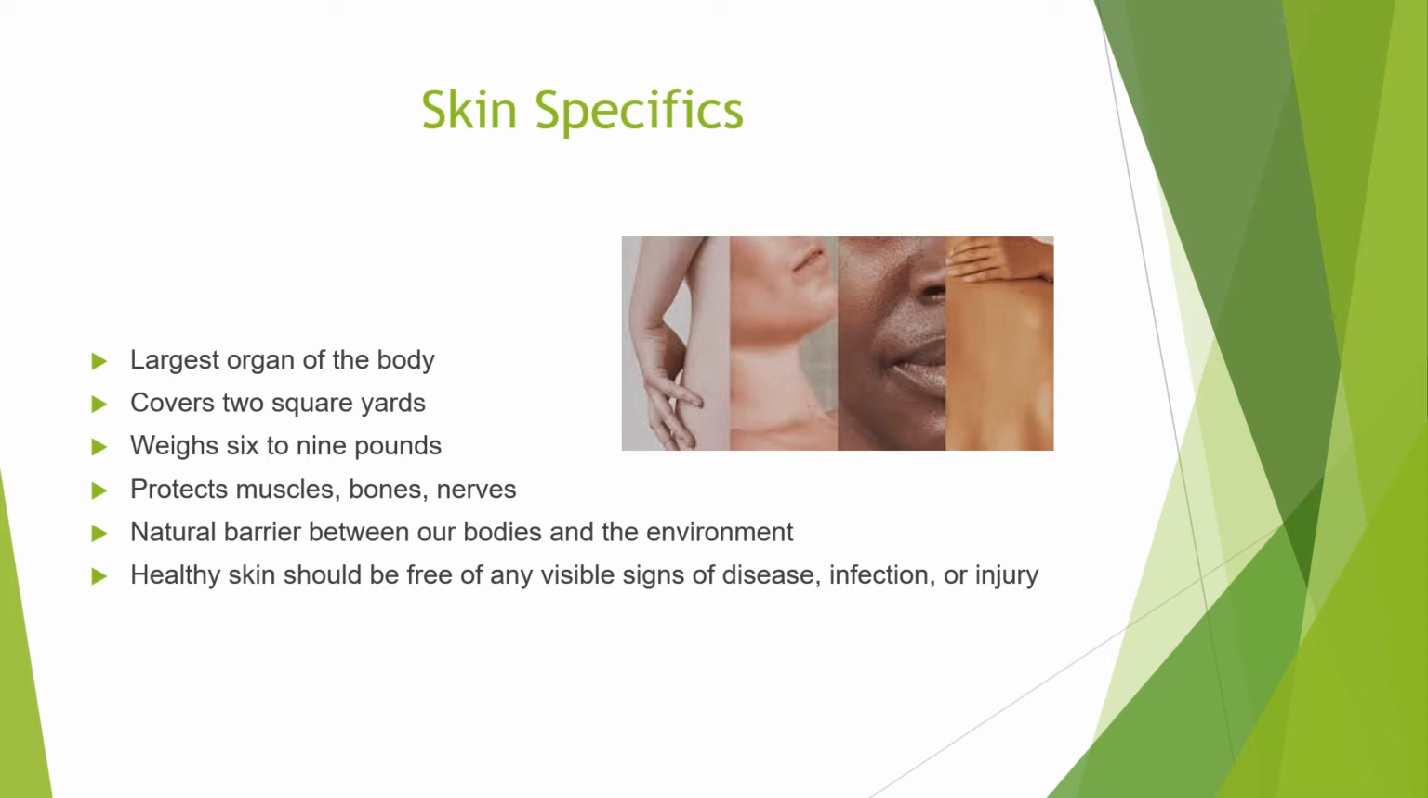Okay, so here are some skin specs you want to know. The skin is the largest and one of the most important organs of the body. It covers 3,000 square inches. It weighs 6 to 9 pounds. It also protects muscles, bones, and nerves. It gives our body form. It's a barrier against the environment. And you should also know that healthy skin should be free of visible signs of disease, infection, or injury.